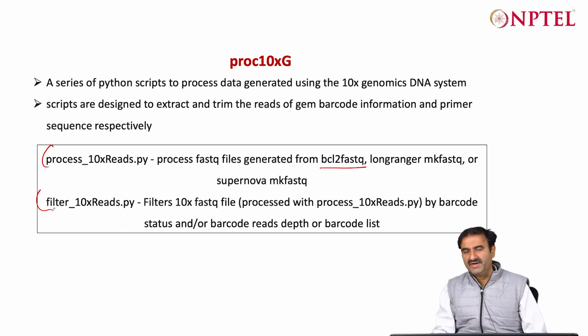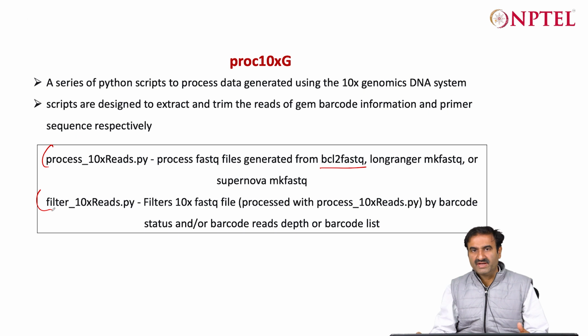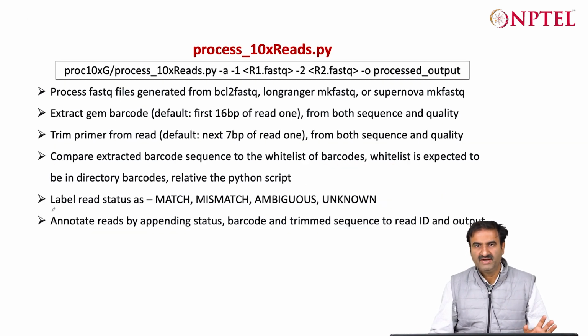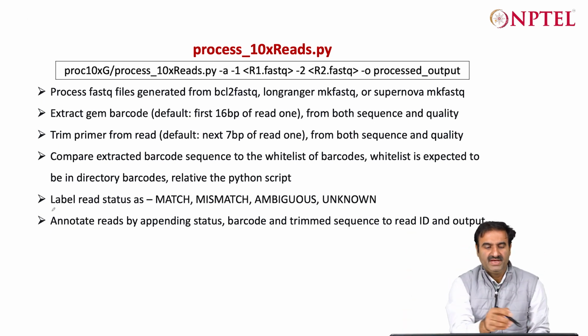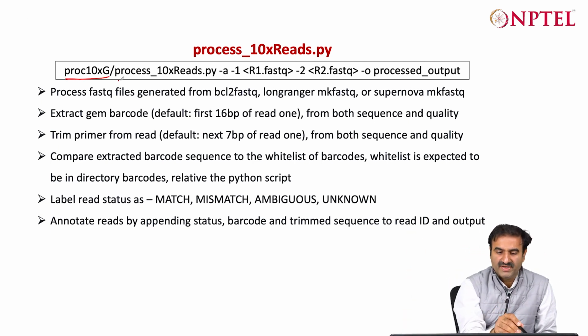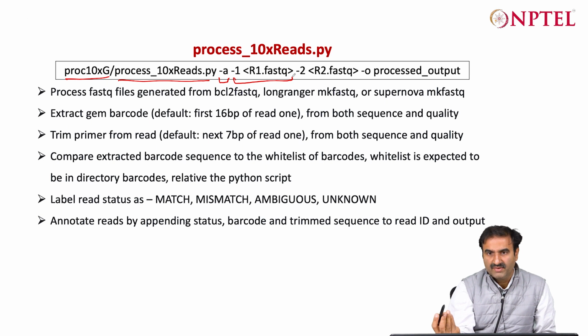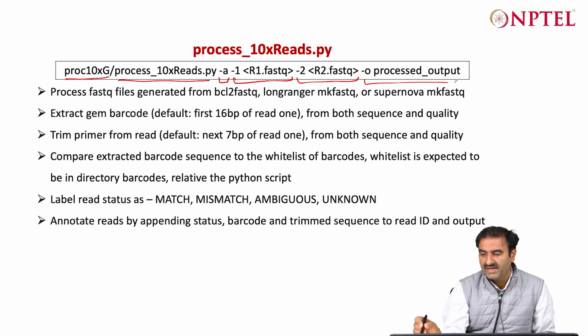In the first step, it will determine what the things to be removed are, and the second step will actually remove those things. So again, it is a simple way of running. In your directory where the tool is, the tool name is proc process -10x reads.py, a Python script. Then -a, and -1 is input file 1, -2 is input file 2, forward R1 and R2, forward and reverse reads, and -o is the output file name.